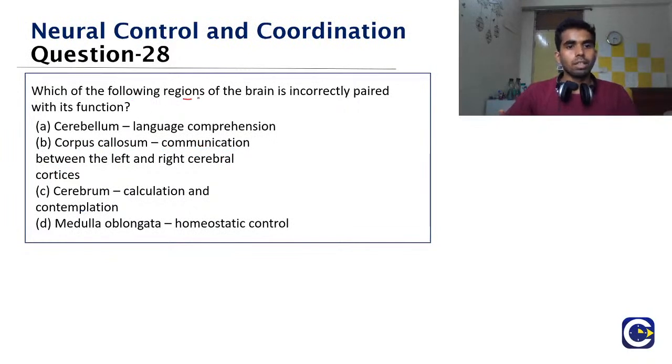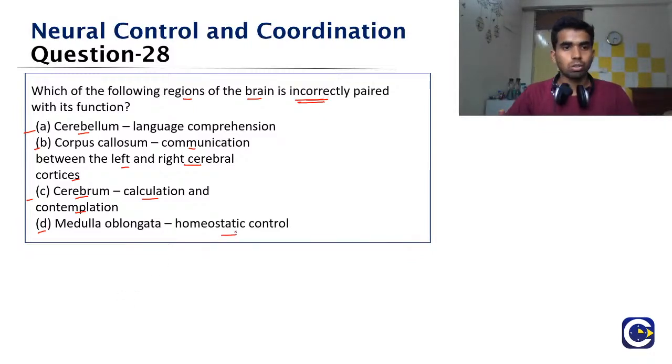Which of the following regions of the brain is incorrectly paired with its function? Option A, cerebellum, language comprehension. Option B, corpus callosum, communication between the left and the right cerebral cortices. Option C, cerebrum, calculation and contemplation. And option D, medulla oblongata, homeostatic control.